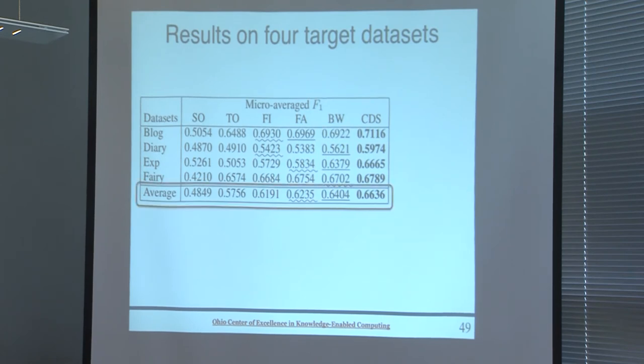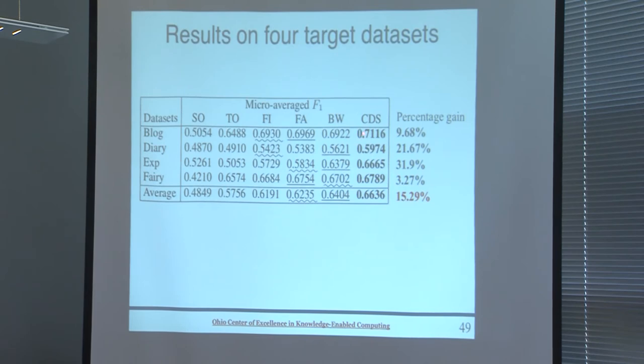If you look at the last row here, you can see that the proposed CDS approach performs better than the remaining baseline approaches. If we look at the specific percentage gain, comparing CDS versus using only the target domain training data, these are the percentage gains here. On average, the percentage gain is 15%. For the fairy tales, the percentage gain is the smallest because Twitter and fairy tales don't share that much similarity. That is why the percentage gain is the smallest here.